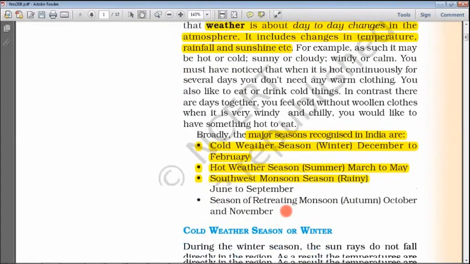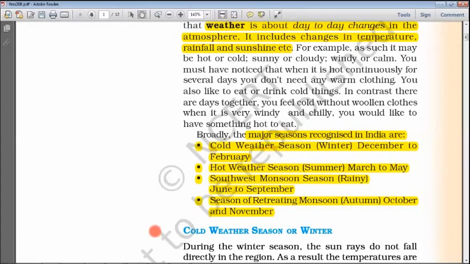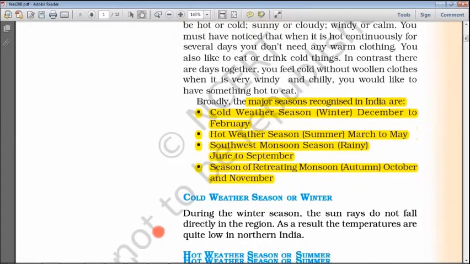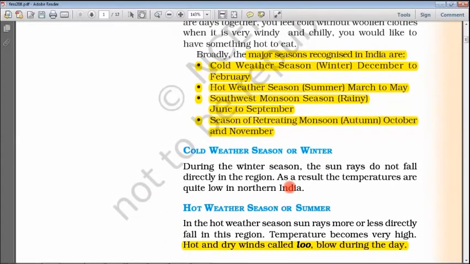Let's look at the major seasons recognized in India. There are 4 seasons in India: winter, summer, rainy season and autumn. The first one is the cold weather season or winter, from December to February. In this season, the sun rays do not fall directly in the region. As a result, the temperatures are quite low in northern India.